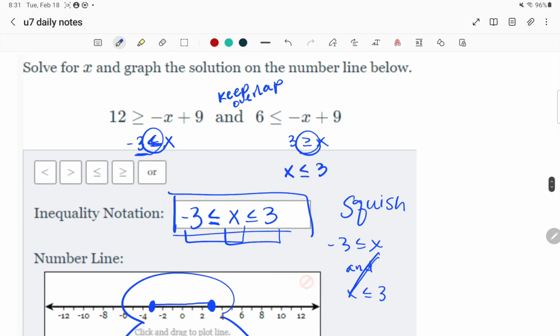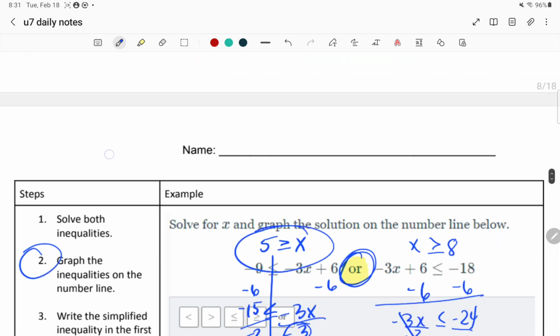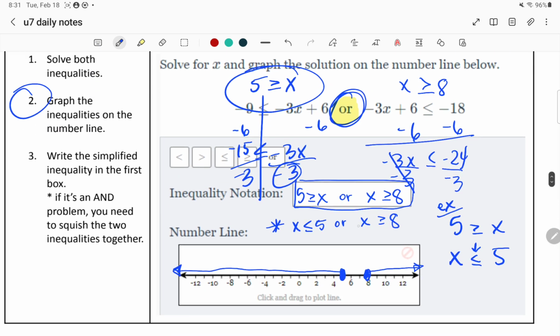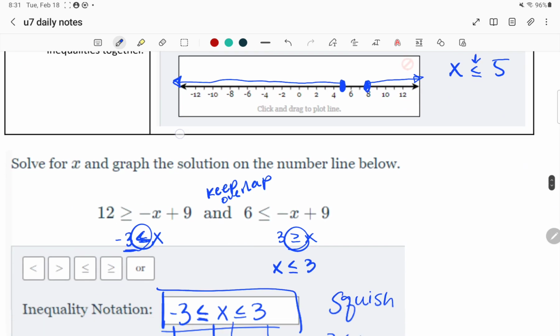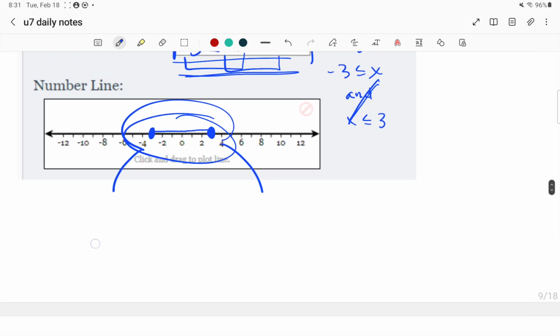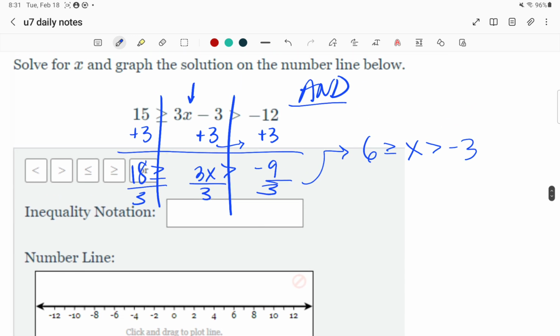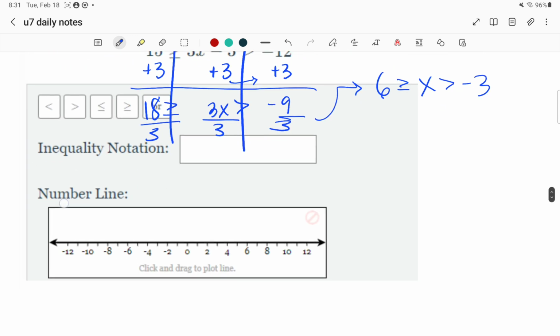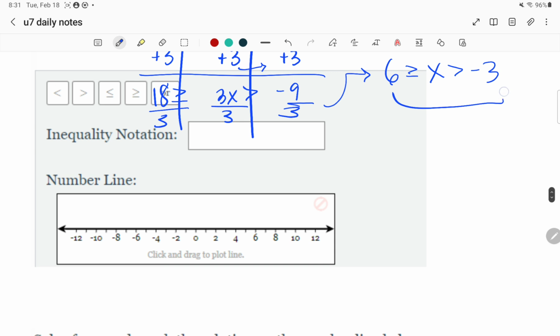Okay, already squished together. I know that this is an and because it's already squished together. Did you notice how when we had an and, we squished it together? With an or, we didn't. Okay. Ors you can't. Ands you pretty much always have to because you get this one piece. So I know that this is an and, and I know that it wants me to graph from 6 to -3.